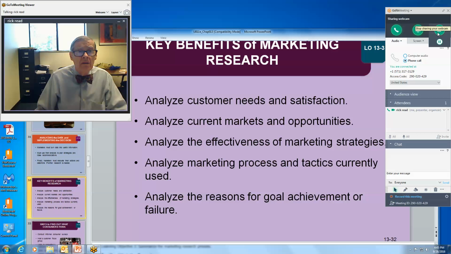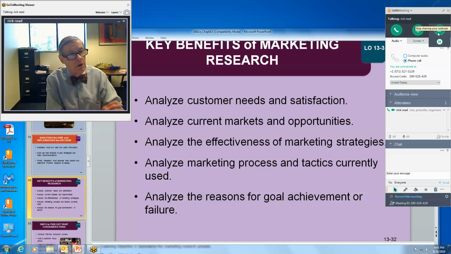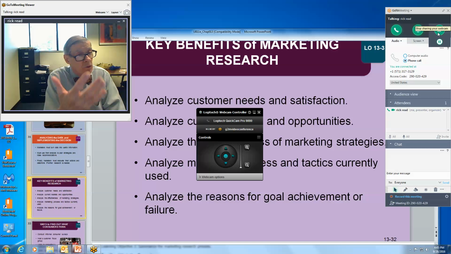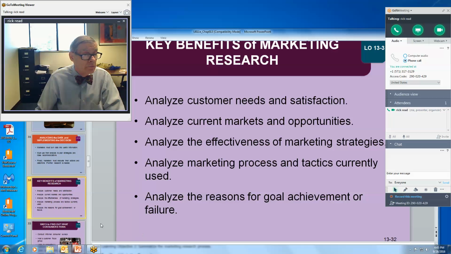So here are our benefits of market research or marketing research. We get a chance to analyze customers' needs and their satisfaction if they've been met. We get a chance to see how well our strategies are working. And then to analyze the market process and tactics currently being used by us, by others, to make sure that either we continue with what's there or we make the needed and necessary changes to do better.